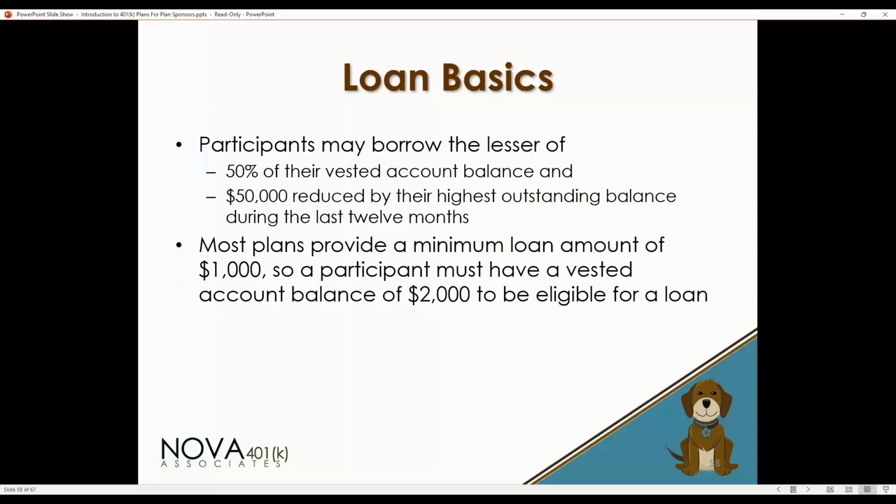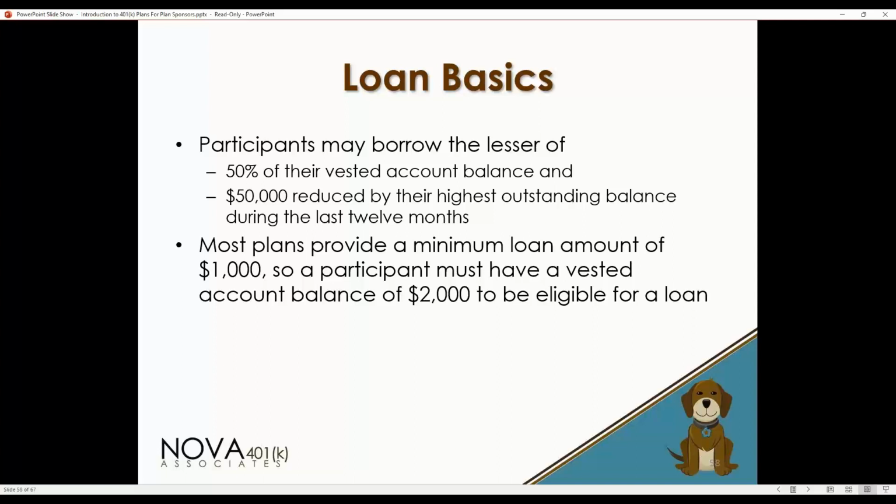The rules on the loans: participants may borrow the lesser of 50% of their vested account balance or $50,000. So in no circumstances is there going to be a loan of more than $50,000. And because there's a 50% rule, no more than 50% of their account balance, we also have a minimum loan that can be taken of $1,000.